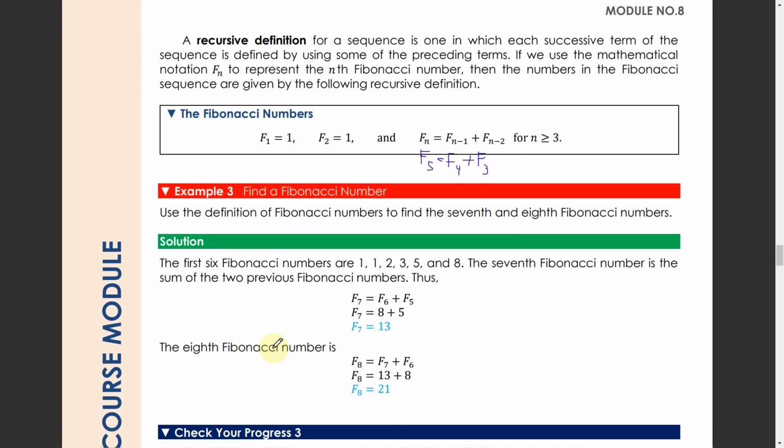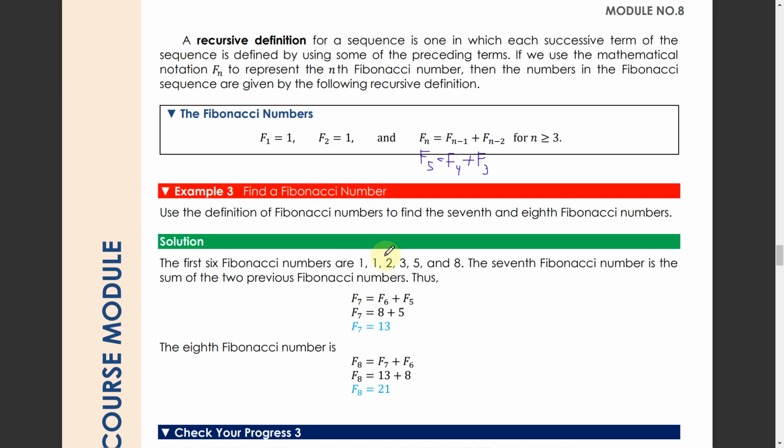Okay? So we have an example here for Fibonacci numbers. Use the definition of Fibonacci numbers to find the 7th and 8th Fibonacci numbers. The 7th and 8th, so meaning we will find F7 and F8. So for the solution, the first 6 Fibonacci numbers are 1, 1, 2, 3, 5, 8. So if you forget, just start with 1, then 1 plus, what is the previous number of 1? Right, 0? 1 plus 0 is still 1.